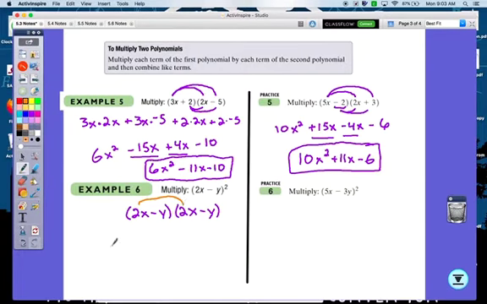2x times the 2x. 2 times 2 is 4. X times x gives me x squared. 2x times the negative y. That'll be minus 2 and then xy. Then take the negative y and multiply it through. Negative y times the 2. I'll put it in alphabetical order, so minus 2xy. And negative y times negative y is going to be a positive and then y squared. Combine the like terms. So you end up getting 4x squared minus 4xy plus y squared.